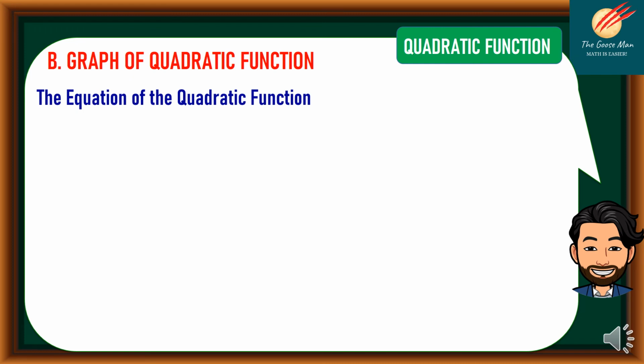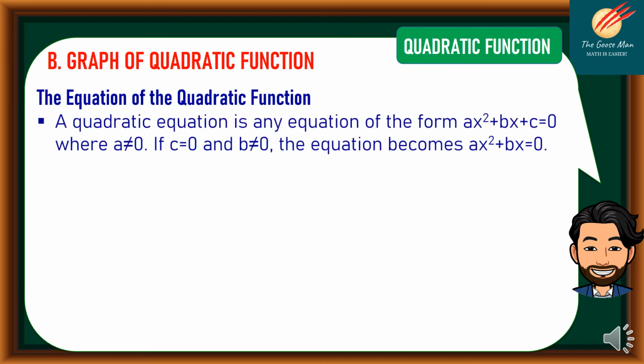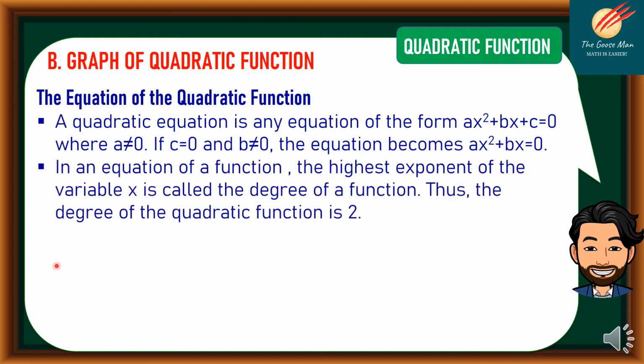The quadratic equation is an equation of the form ax squared plus bx plus c is equal to 0, where a is not equal to 0. If c is equal to 0 and b is not equal to 0, then the equation becomes ax squared plus bx is equal to 0. In an equation of a function, the highest exponent of the variable x is called the degree of the function. Thus, the degree of a quadratic function is 2.